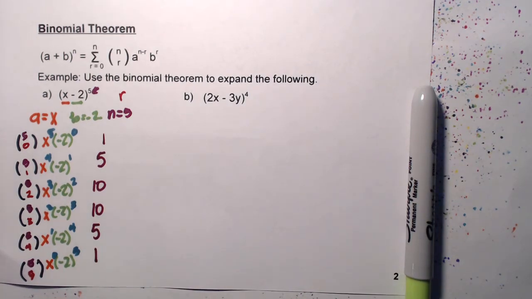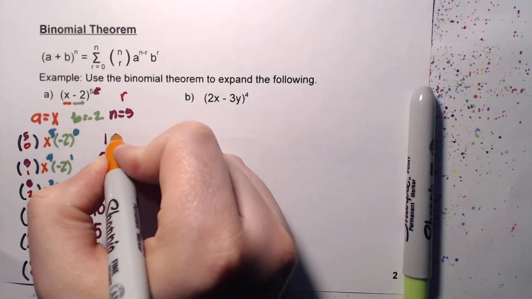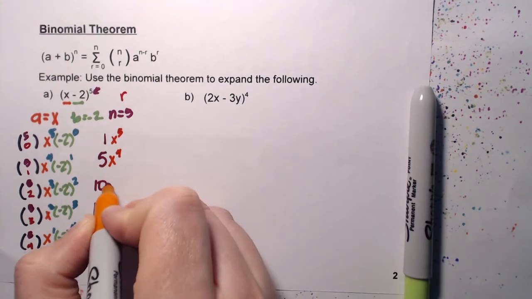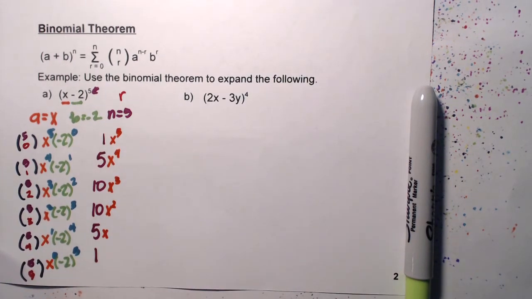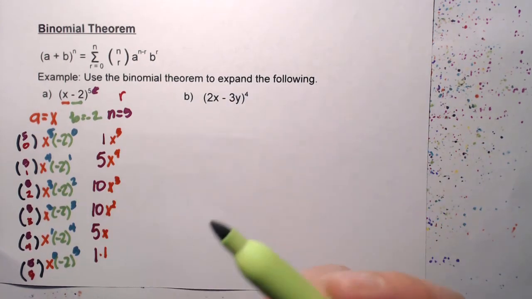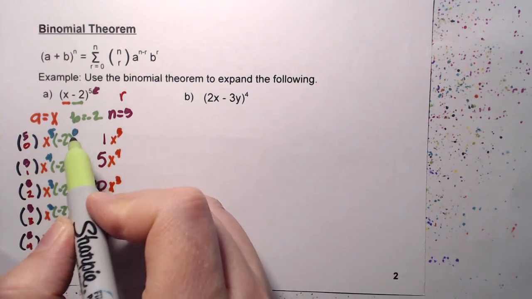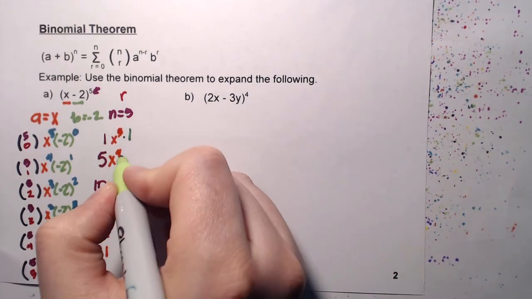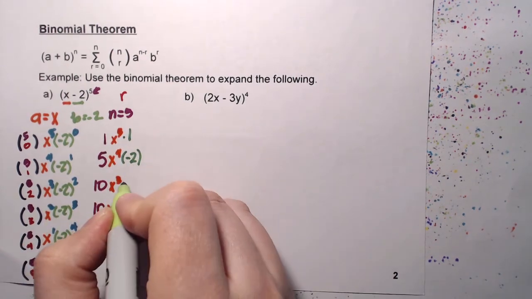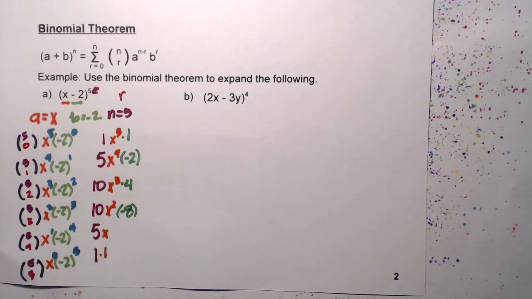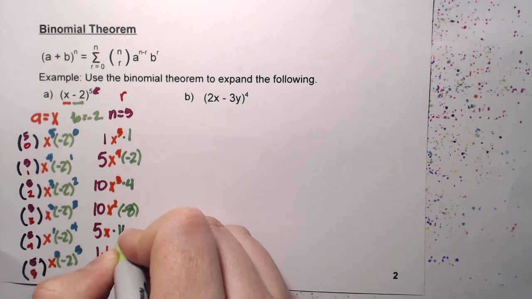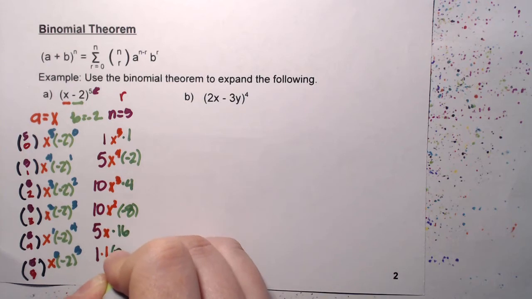Okay, and then for our x, our x doesn't really do much. It's x to the 5th, x to the 4th, x cubed, x squared, x to the 1st, and then x to the 0 power is just 1. Then I have my -2 to the 0 power is just 1. -2 to the 1st is -2. -2 squared is 4. -2 cubed is -8. -2 to the 4th is 16. And -2 to the 5th is -32.